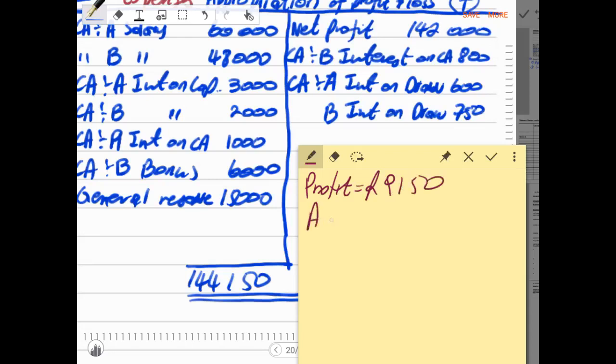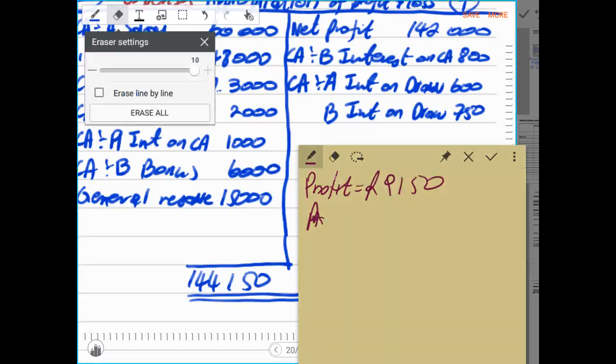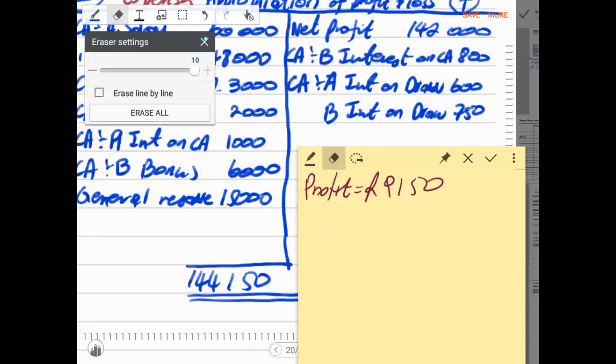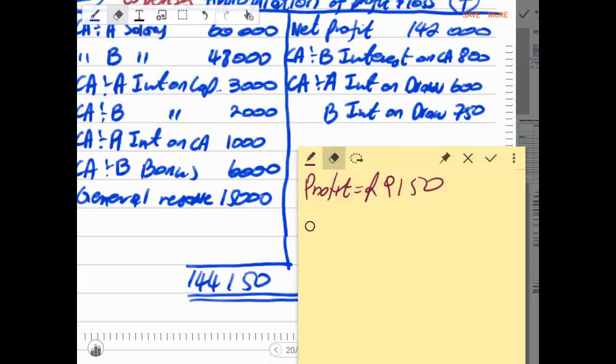So now the share of A, we are doing the profit sharing now. The profit share of partner A, we are sharing the profit.